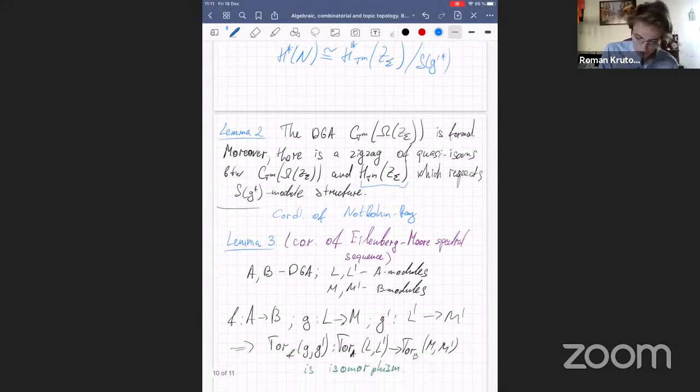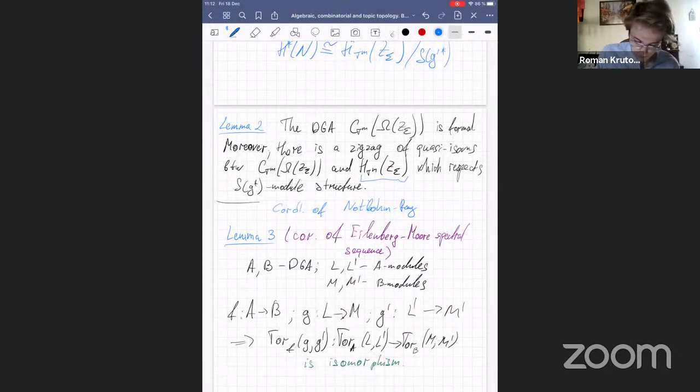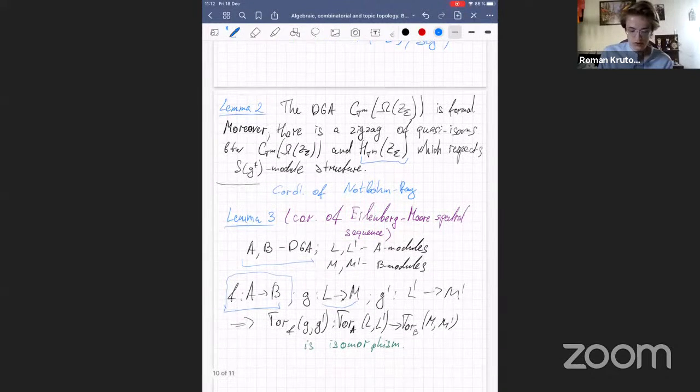Okay, and then we apply the very famous corollary of the Eilenberg-Moore spectral sequence, namely if we have two DGAs and some morphism between them, and two morphisms of modules over these DGAs which respect the structure of this map F, then it induces a morphism at the level of Tor algebras, and if F, G, and G prime are quasi-isomorphisms, then this induced map on the level of Tor algebras is an actual isomorphism.